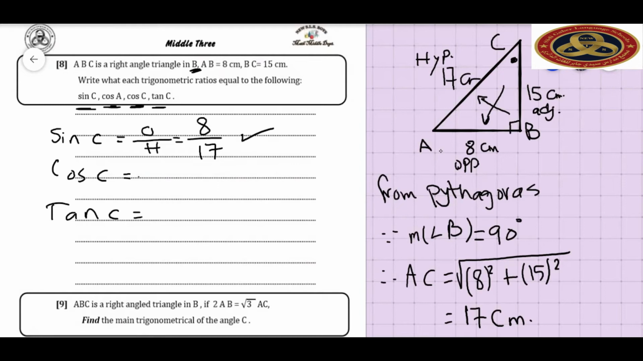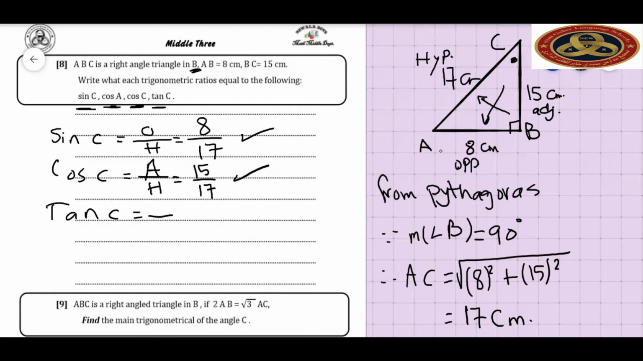The second one. How do we get the cosine? Cosine angle C is adjacent, excellent, over hypotenuse. What is the adjacent of angle C? 15. And where is the hypotenuse? 17. Excellent. This one in the simplest form? Yes. The third one, tan C.